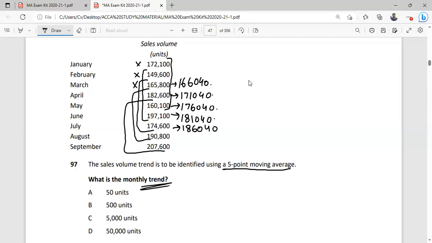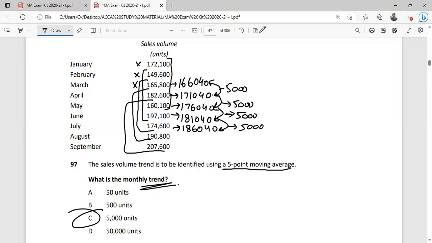He asks us to calculate trend. So the difference between these two values is what? It is 5,000. Then I look at these two values, still I have the difference of 5,000. Then I subtract these values, the answer is the same. And then I use these values, the answer is the same. So the monthly trend is what? Monthly trend is C, which is 5,000.